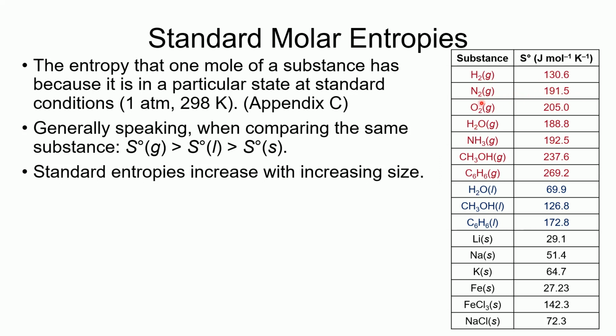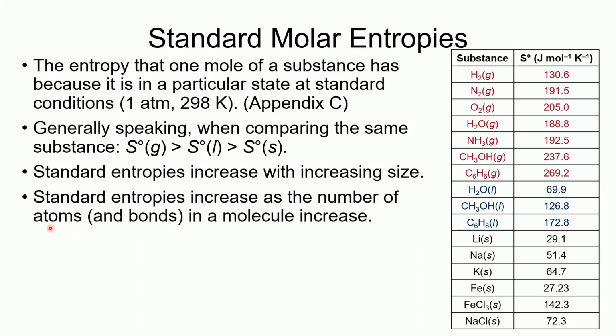So again, hydrogen is quite small, has a smaller entropy. Nitrogen's bigger. Oxygen's bigger than that. We'll also find that as we increase the number of atoms and therefore the number of bonds, that will increase the entropy, the standard molar entropy.